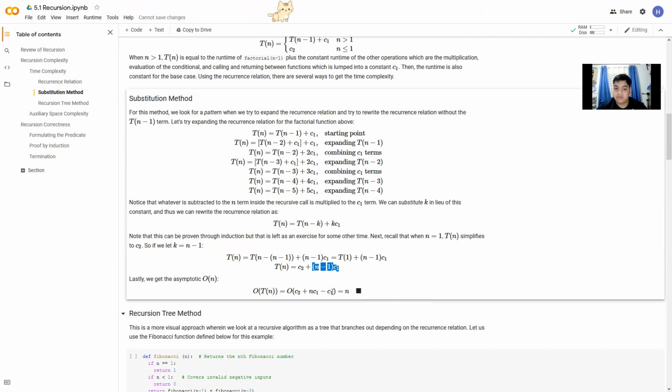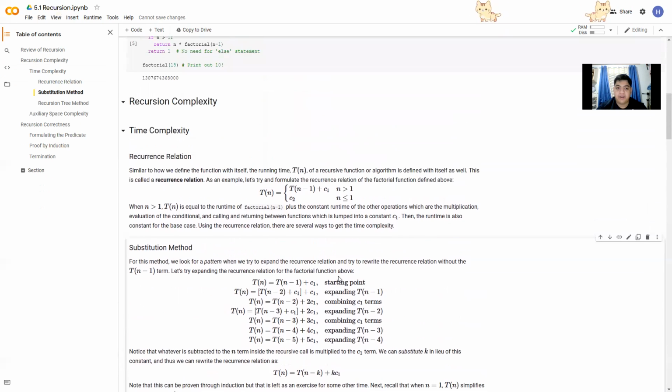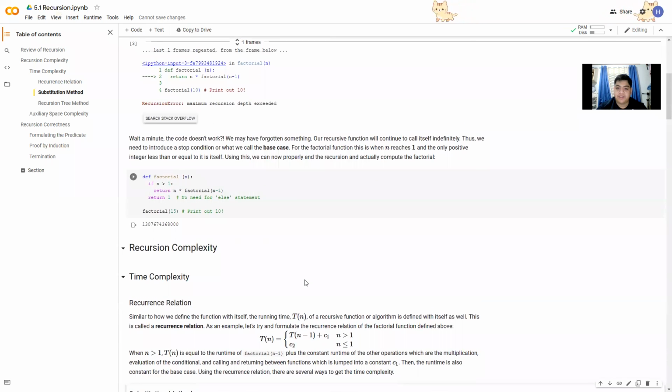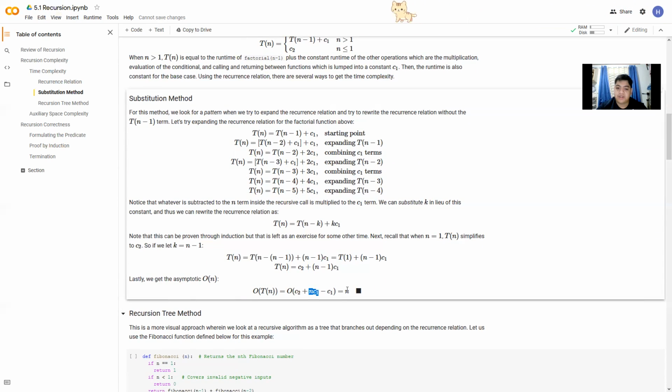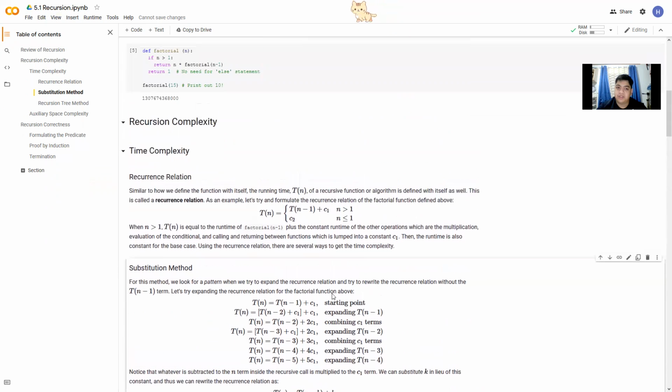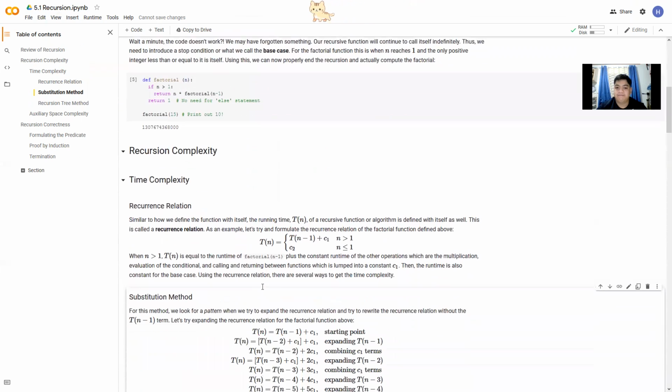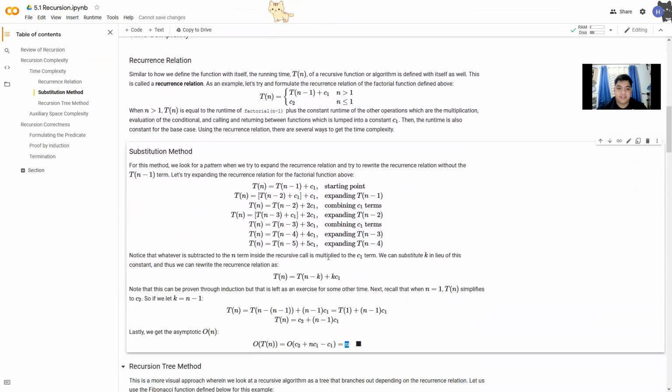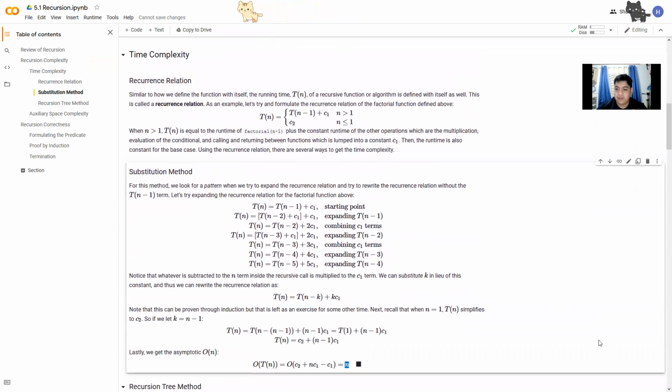So applying the rules for the asymptotic big O notation, we have a couple of constants and a term multiplied by n. So the big O of our factorial function over here is linear with respect to the input n. So that's it for the substitution method.